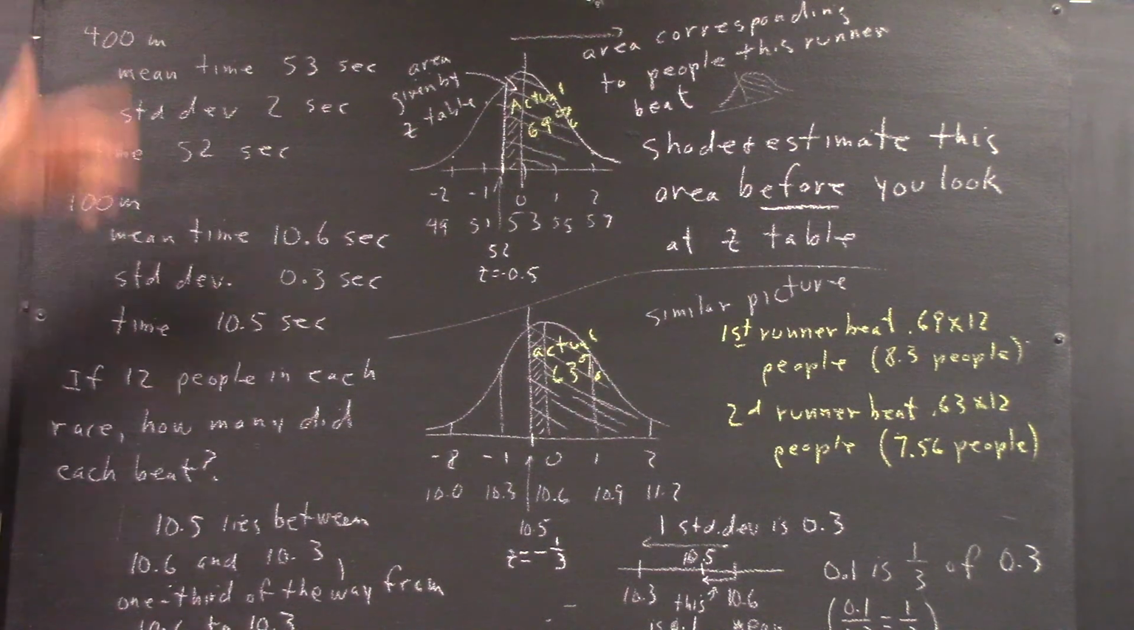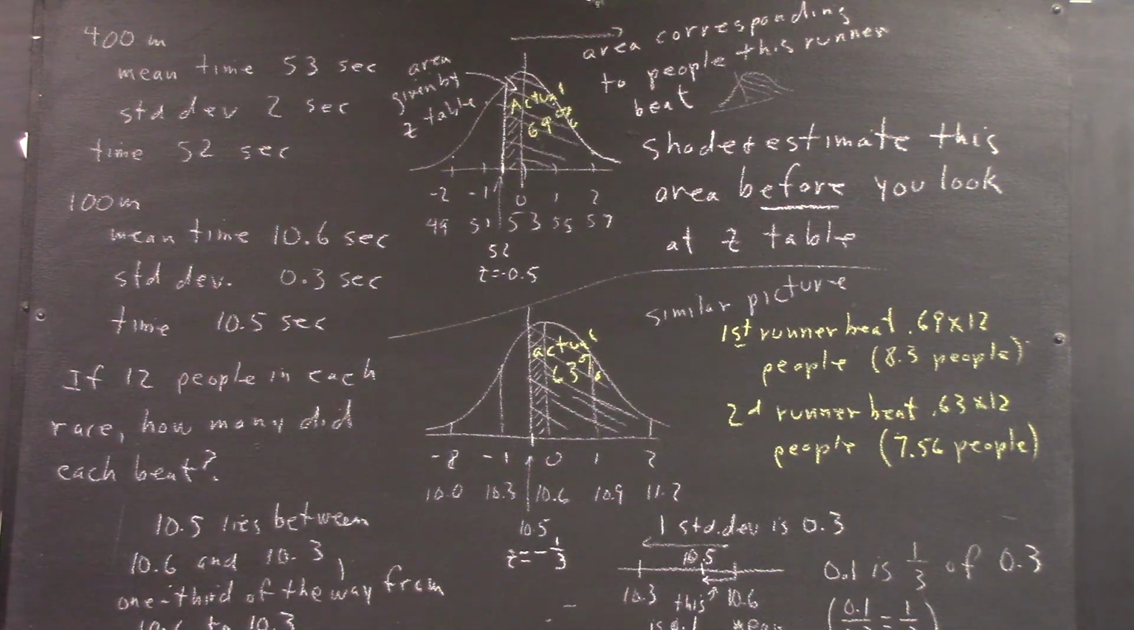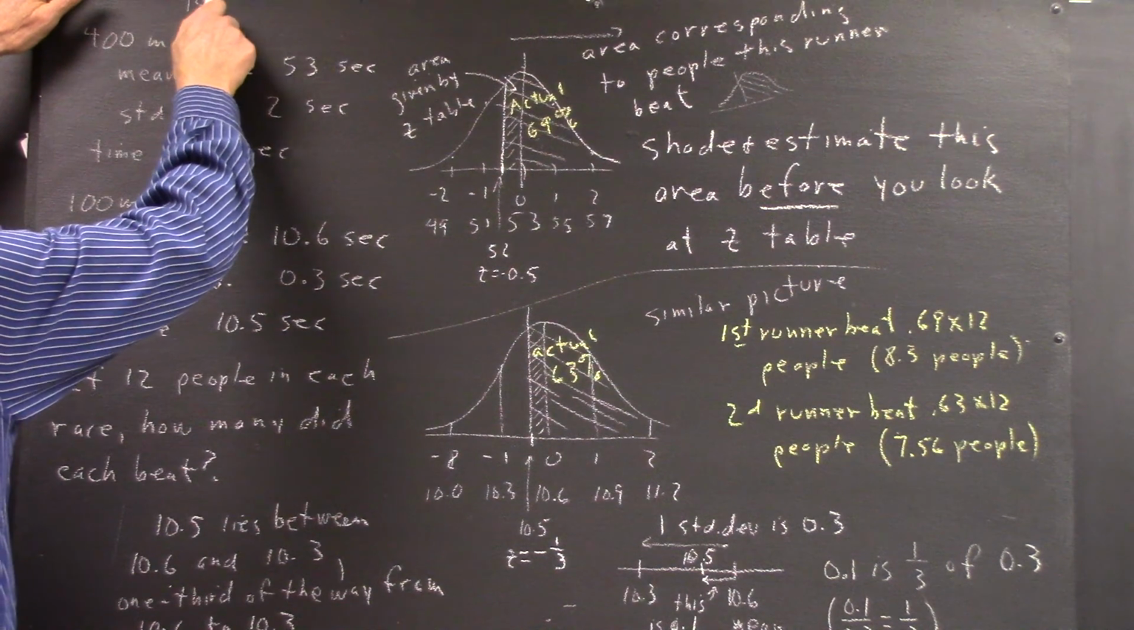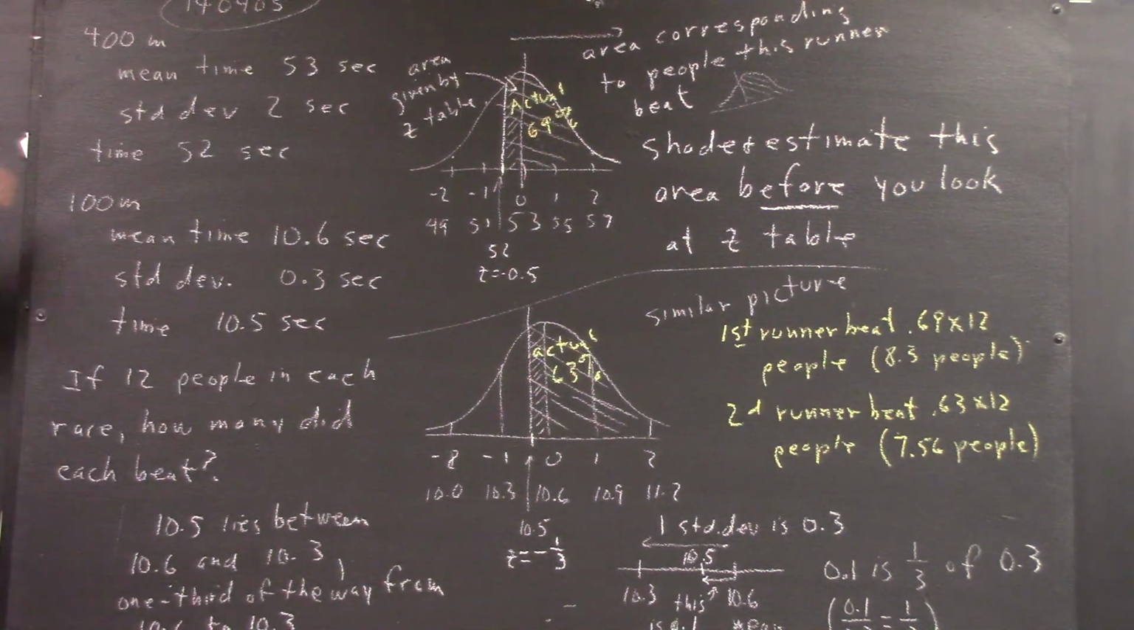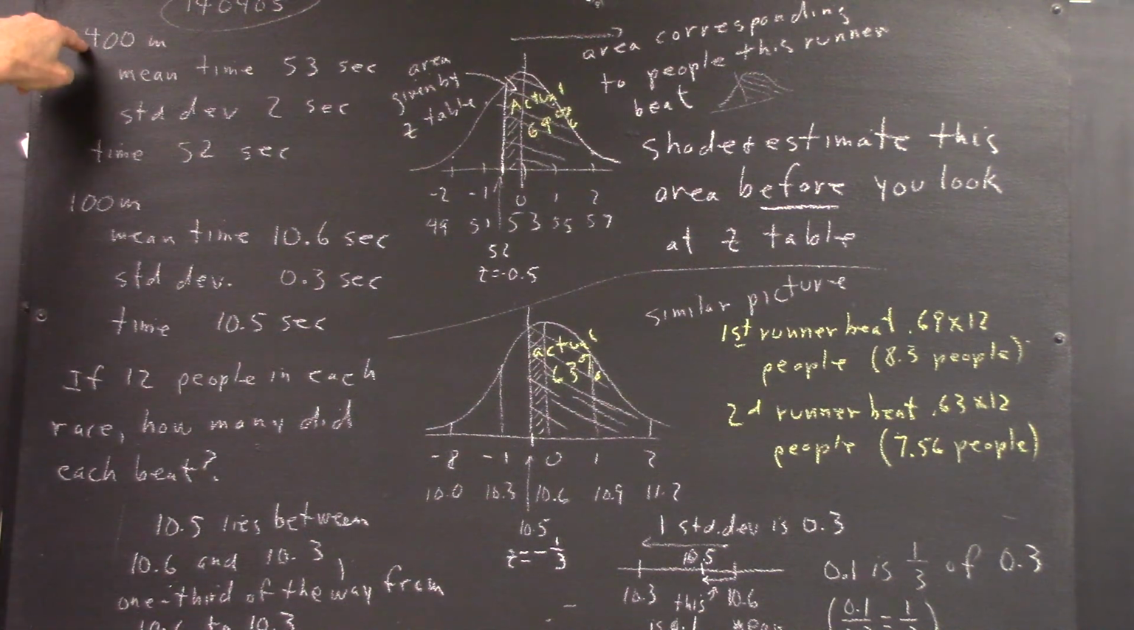We have the hypothetical situation. We have two runners that ran in a track meet. And remember, now this is 14:04:05. The first person ran in a 400-meter race.